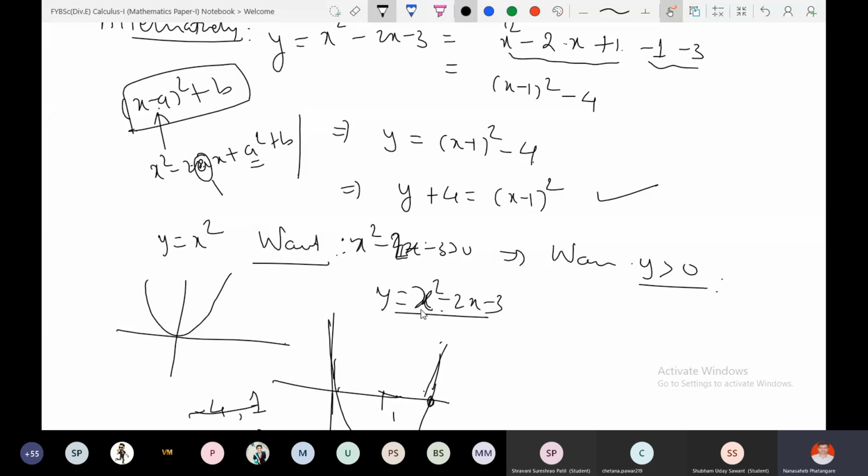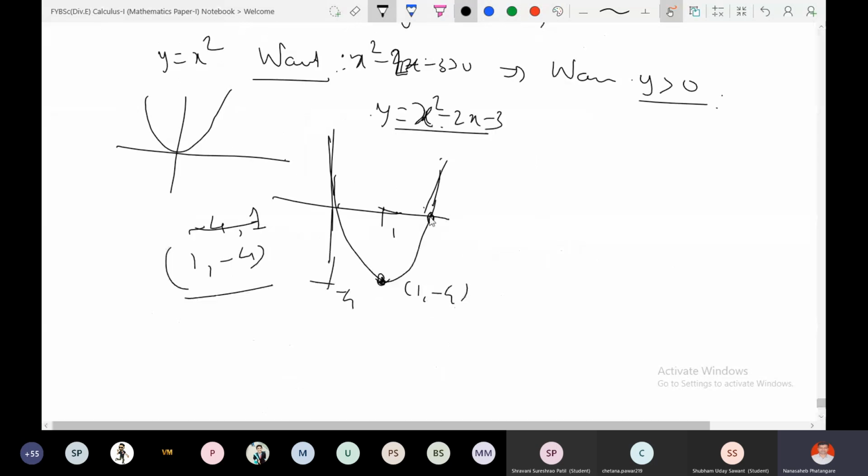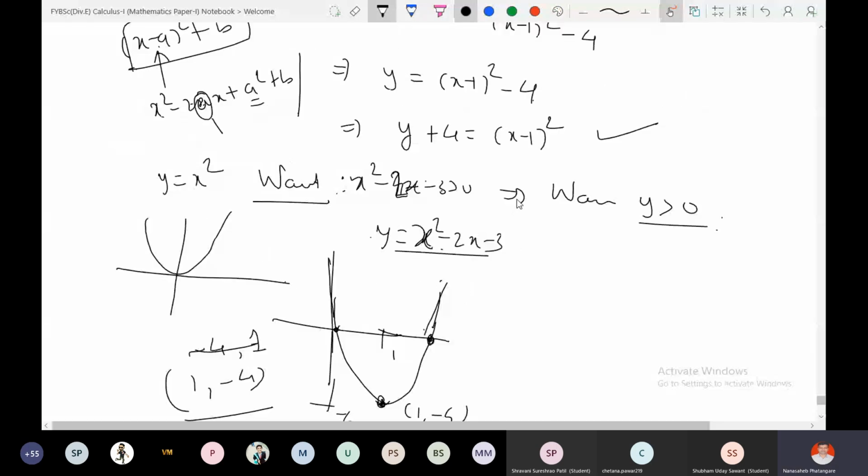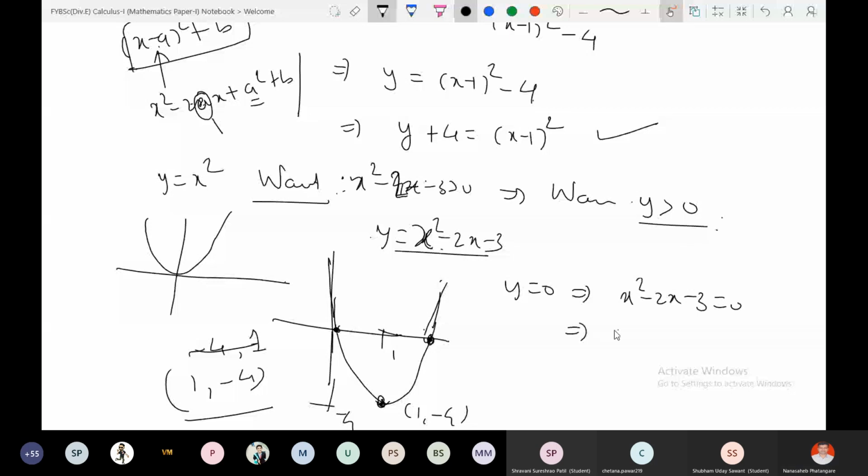And see the graph, where the parabola intersects the x-axis, it intersects the x-axis when y is 0. So if I put y is equal to 0, that means what is the intersection with the x-axis? y is equal to 0 means x square minus 2x minus 3 is 0. That means (x minus 3) into (x plus 1) is 0. That means x is equal to 3 or x is equal to minus 1. So what are the points?